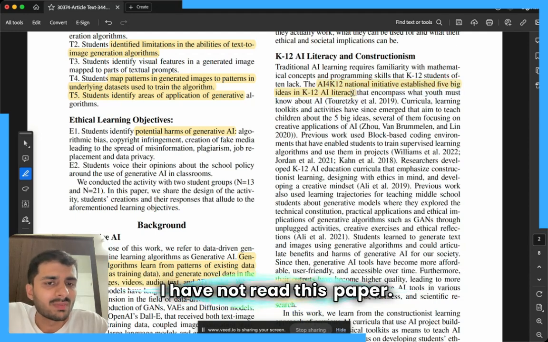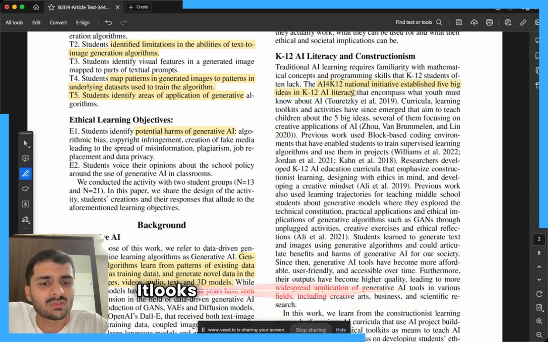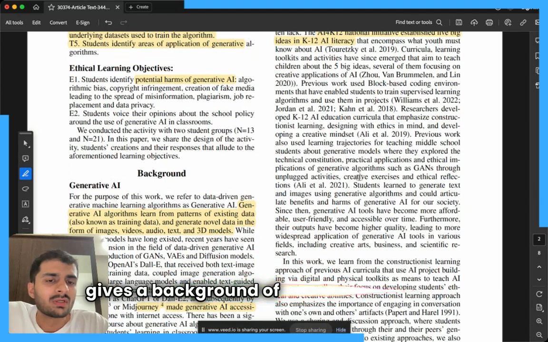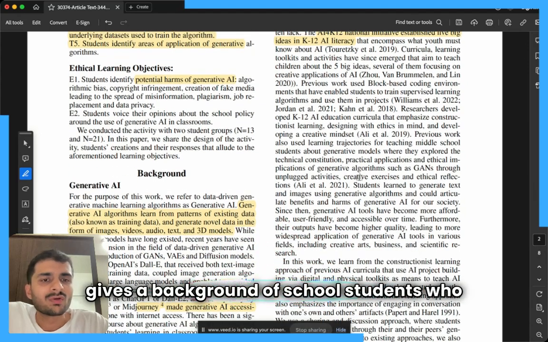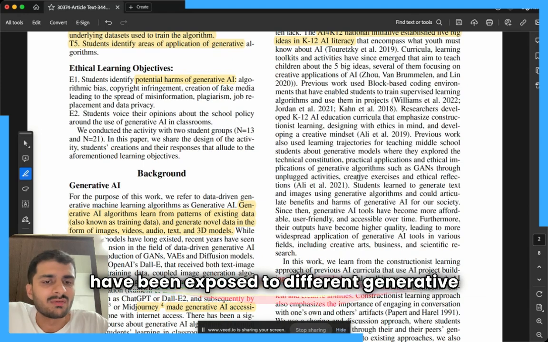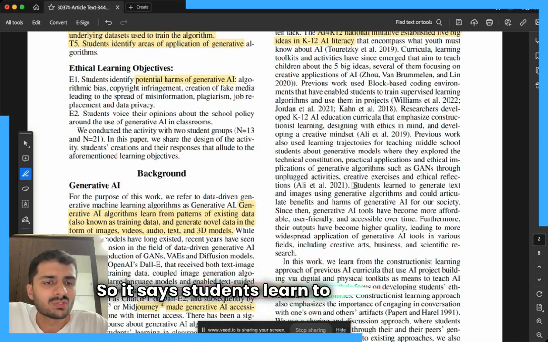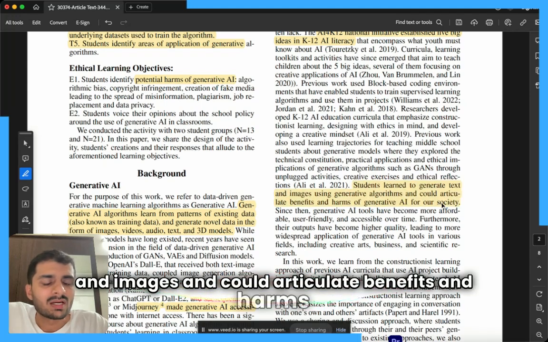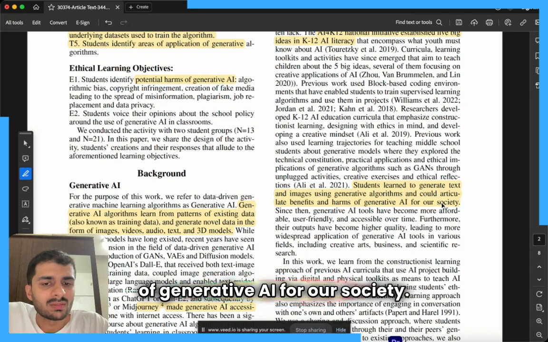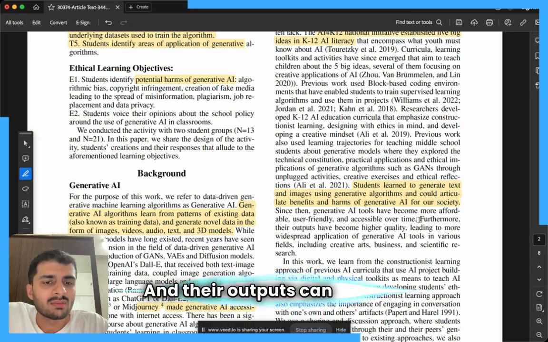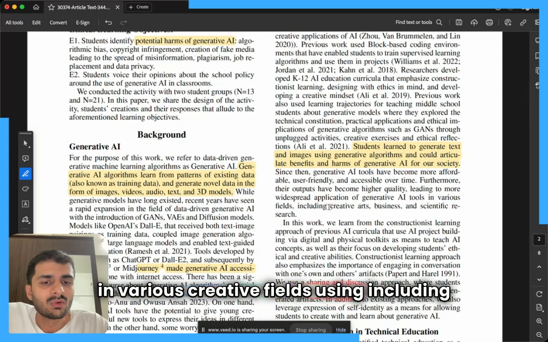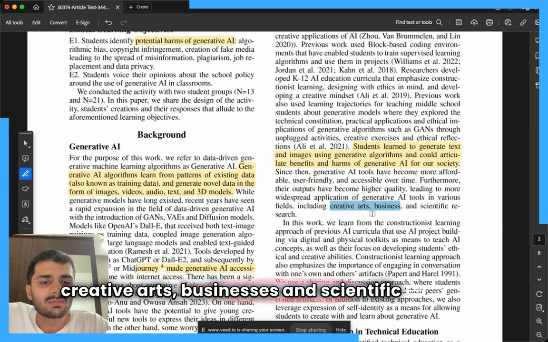I have not read this paper. I have made a note of it. It looks interesting to me. And it gives a background of school students who have been exposed to different generative AI algorithms. So it says students learn to generate text and images and could articulate benefits and harms of generative AI for our society, and their outputs can be used in various creative fields including creative arts, businesses, and scientific research.